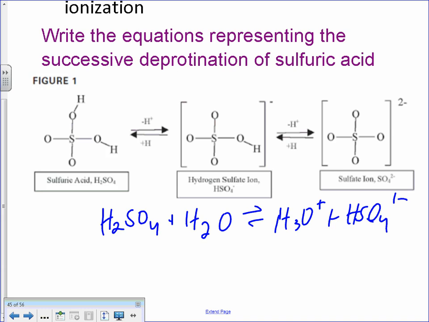Why is this one a special case? Why is that not equilibrium? Because it's a strong acid. It is a strong acid. There is no reversing. It's just straightforward. That one has a forward arrow only. This Ka value here is literally very large.